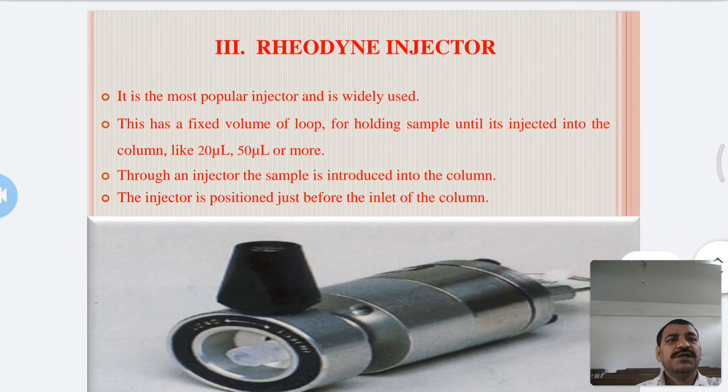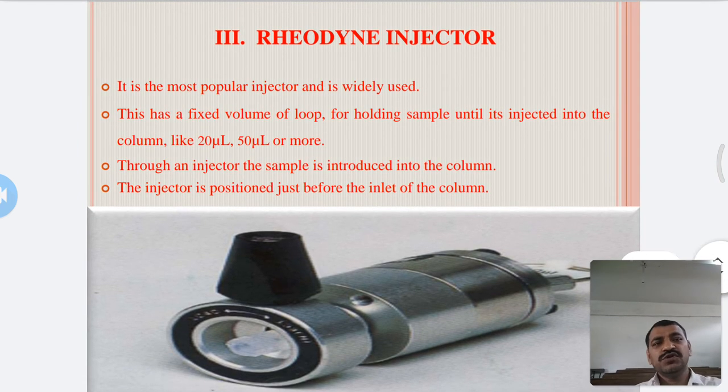Second, the rheodyne type injectors. Okay, this is the most popular injector, and in most instruments these techniques are used. Out of three, this rheodyne injector is most important. It is the most popular injector and is widely used. Okay, so this has a fixed volume loop, which increases the importance of the rheodyne injector. It holds the sample until it is injected into the column, like 20 microliter to 50 microliter or more. This depends on our system.